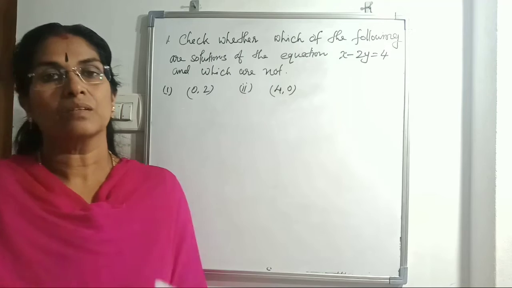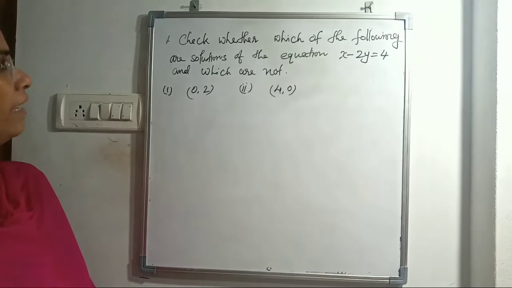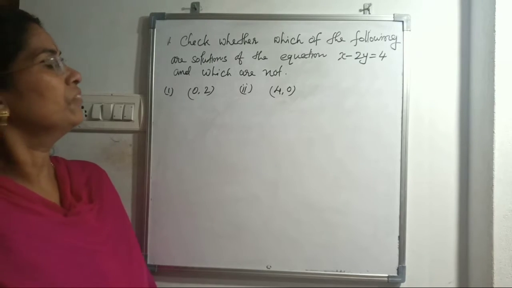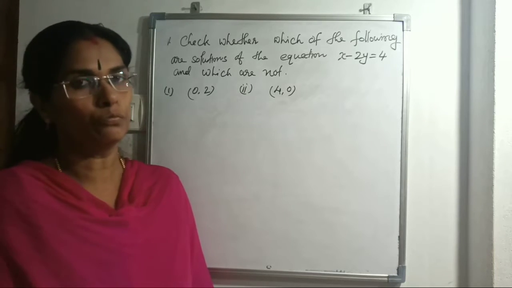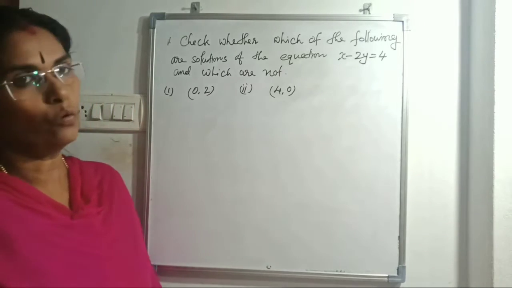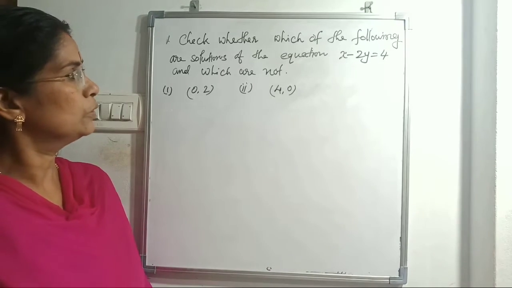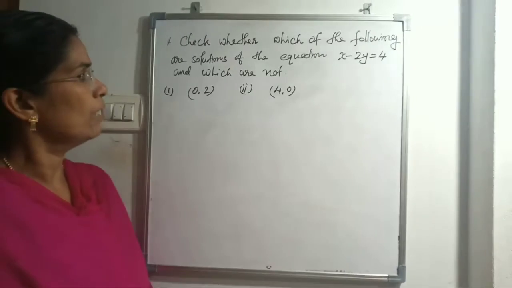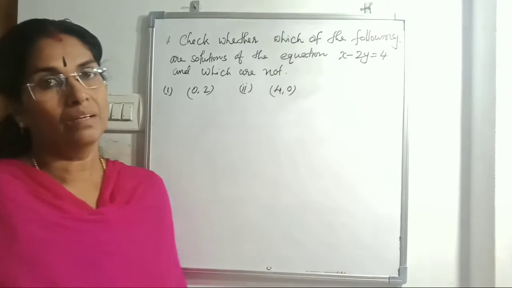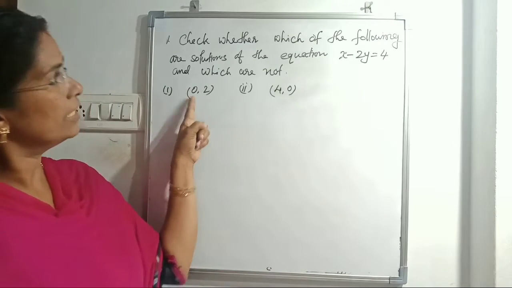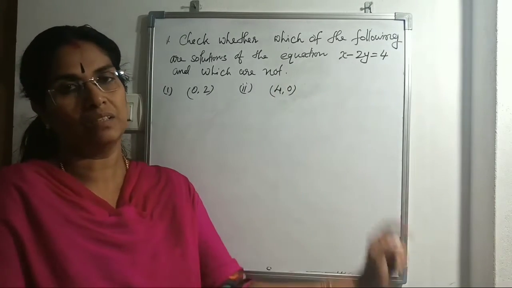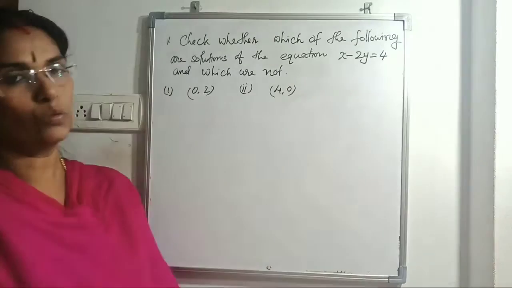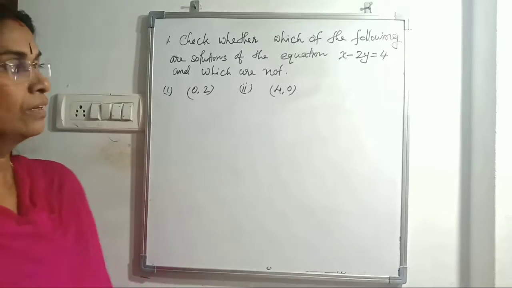So the balance question is like this. Check which of the following are solutions of the equation x minus 2y equal to 4 and which are not. I am giving two questions. One is (0, 2) and the second one is (4, 0). Is this a solution of the given equation, or is this one a solution of the given equation? We have to find out which are solutions and which are not.